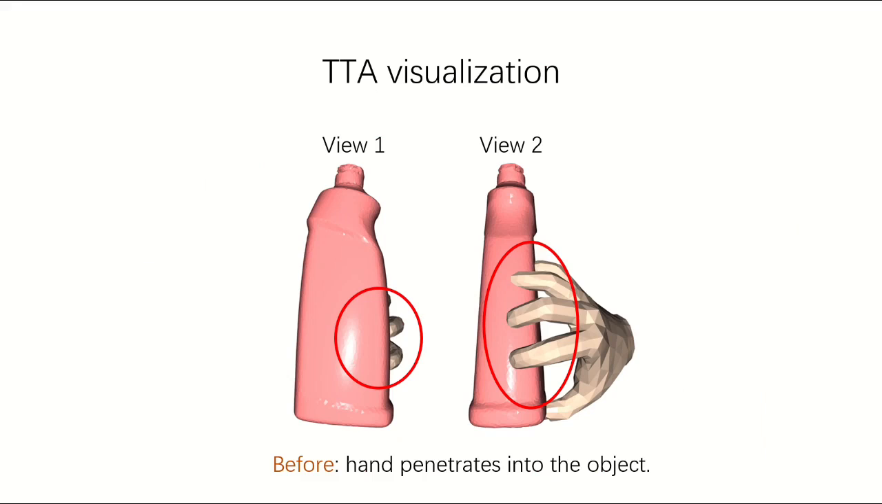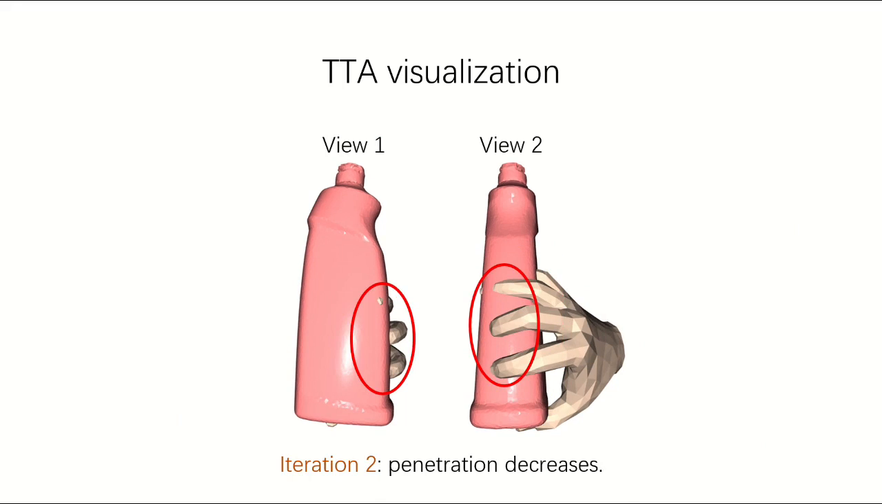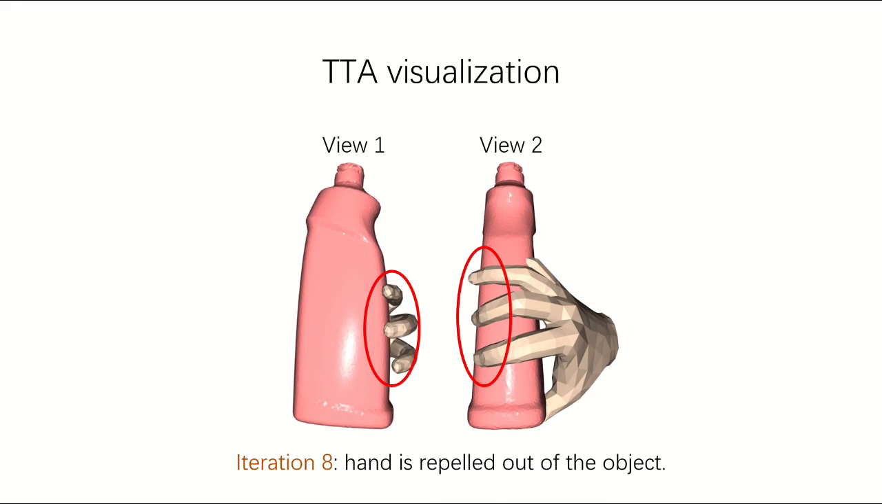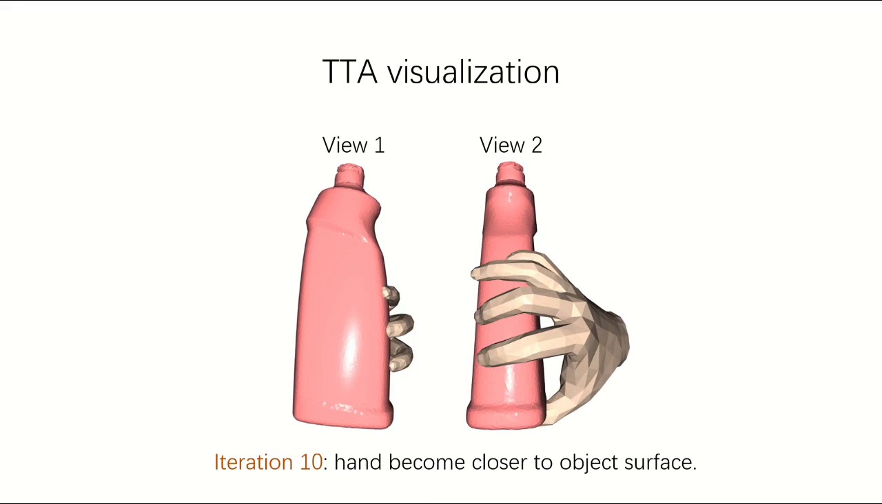We also visualize the process of test time adaptation. So before the TTA, the hand penetrates into the object in this sample. At iteration 2, the penetration decreases. Also the same for iteration 5. At iteration 8, the hand is repelled out of the object. And finally, it becomes closer to the object surface.